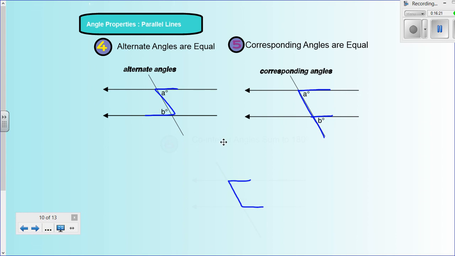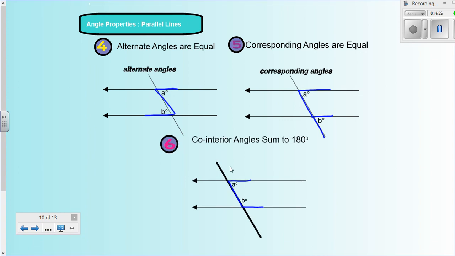Lastly, we have co-interior angles. Co-interior angles are associated with the C pattern, as you can see here. Angle A and angle B, although we're dealing with parallel lines and I'm saying they're all similar, alternate angles are equal, corresponding angles are equal, but please do not confuse co-interior angles as being equal. Co-interior angles are not equal, they actually sum to 180 degrees. Okay, so they're different from alternate and corresponding in that respect.